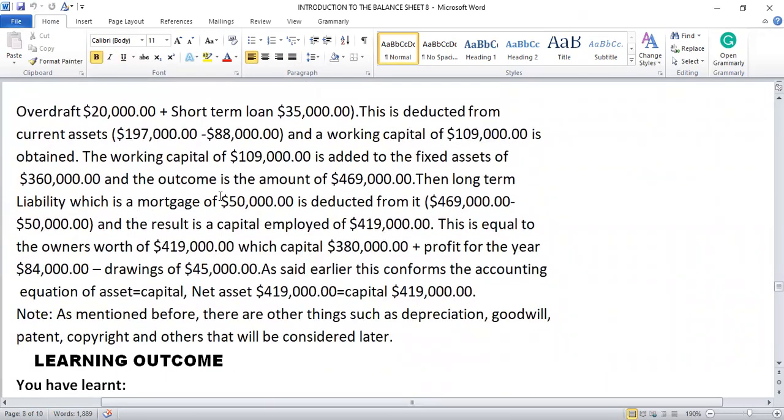So we deducted this figure from this figure. That's $469,000 less the $50,000, which is the mortgage. We arrive at our capital employed of $419,000. This is equal to the owner's worth of $419,000. How do we obtain it? It's the capital, $380,000 plus profit for the year, which is $84,000, minus the drawings, $45,000.